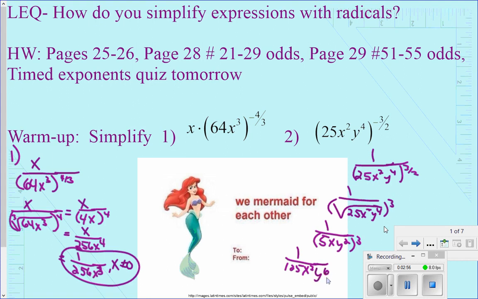There we go. Okay. And restrictions, x and y both can't equal 0. And then absolute value I need to worry about here. So even root of something that comes out odd, that would be the x cubed. So we have 1 over 125 absolute value of x cubed, and then y to the 6th. X and y both cannot equal 0. That is my final answer.